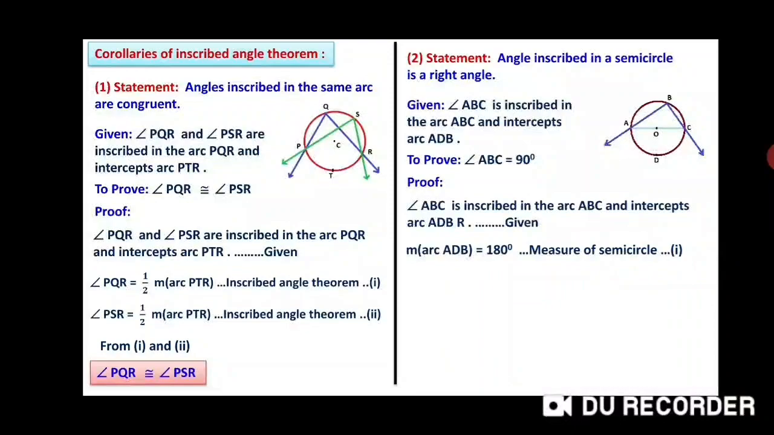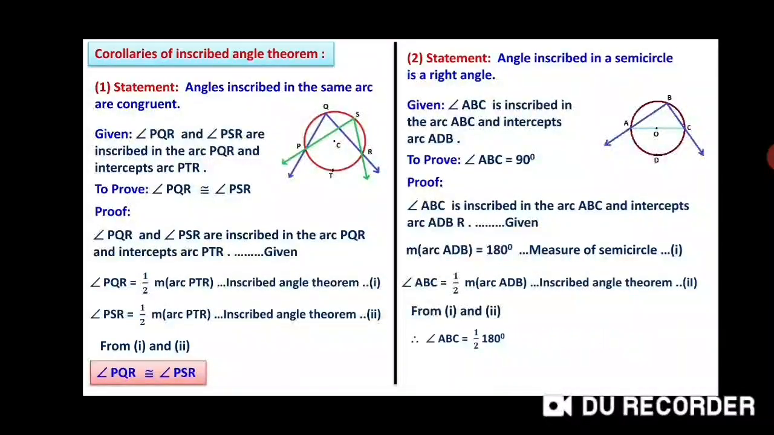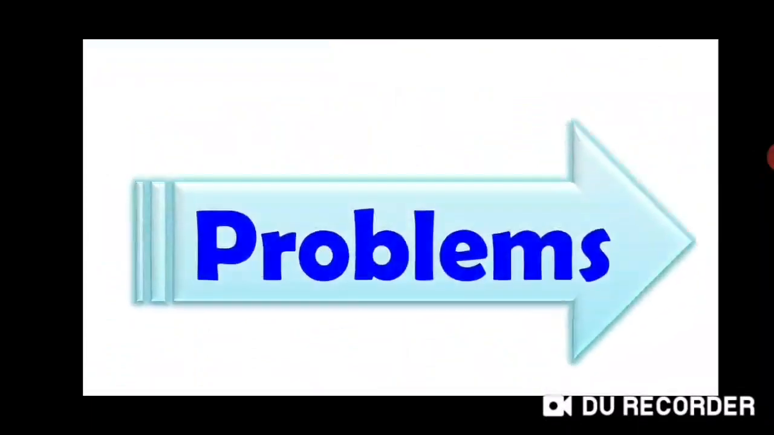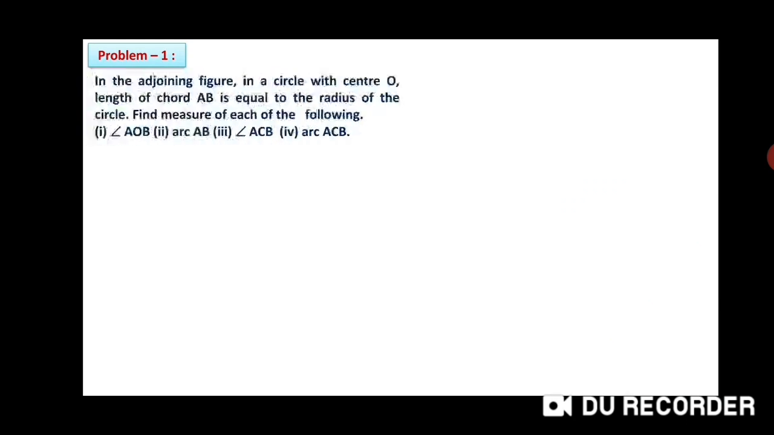Measurement of arc ADB is equal to 180, the measure of the semicircle. Angle ABC is half the measurement of arc ADB, inscribed angle theorem. Therefore, from 1 and 2, you can write angle ABC is equal to half into 180, that is, the measurement of arc ADB has been substituted. After simplification, you get the measurement of angle ABC is 90. Therefore, we can say that an angle inscribed in a semicircle is a right angle. Now, let us discuss a few problems based on this.